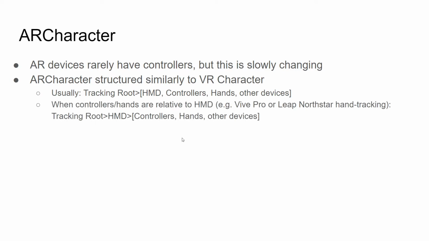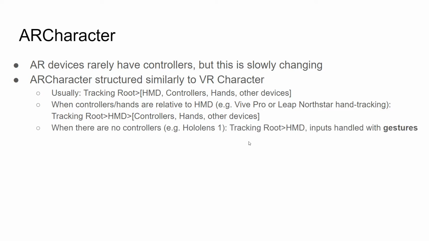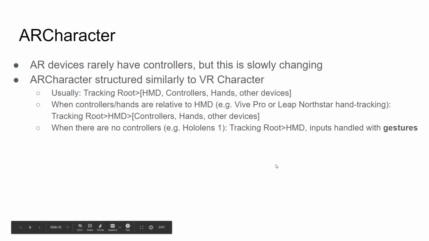Another case is when the controllers or the hands are relative to the headset. For example, I believe the Vive Pro's beta hand tracking works this way, and the Leap North Star also works this way. The controllers or your hands are a child of the headset itself, not the tracking root. And if you don't have any controllers at all, then you just have the tracking root and the child is the headset. In many cases, with the HoloLens 1, I believe the world origin of the virtual environment is aligned to be the starting position of your AR game.